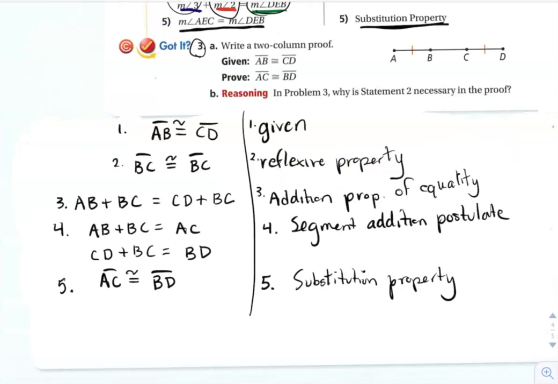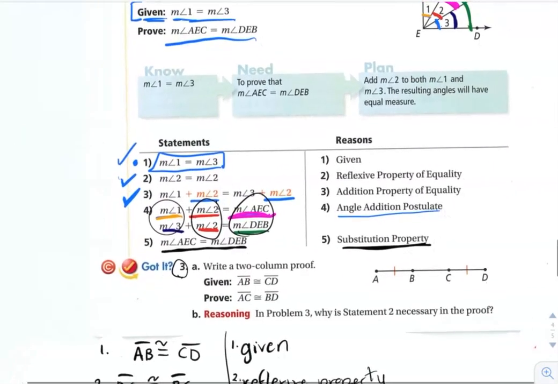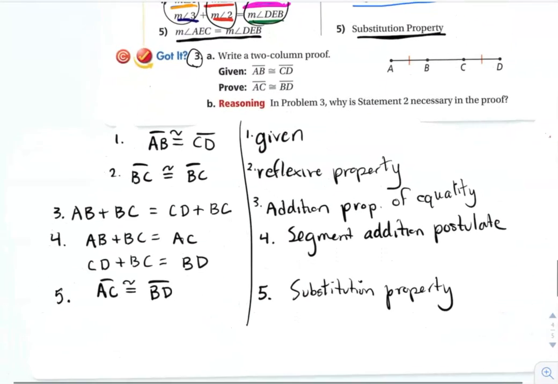All right, guys, here's your answer for number 3A. So here's your two-column proof, kind of following what we did up here, only we're dealing with a segment instead of an angle, or a set of angles, right? Dealing with different segments. Okay, so double check your work.